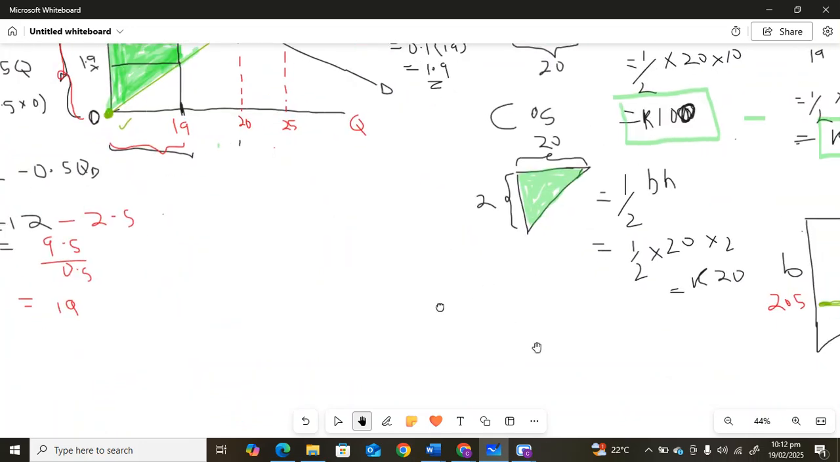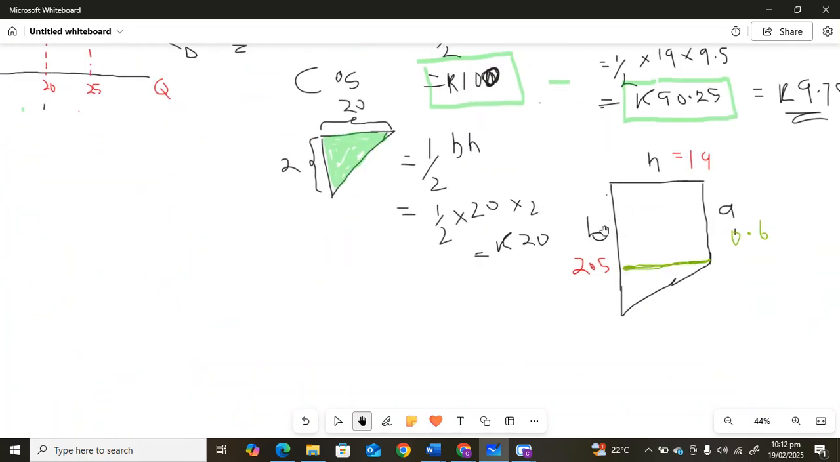Don't get confused with these symbols here. I just wrote them randomly. Since you are seeing the vertical as H, we can put this as our H here, to make life easy for people, and then put this as our B.